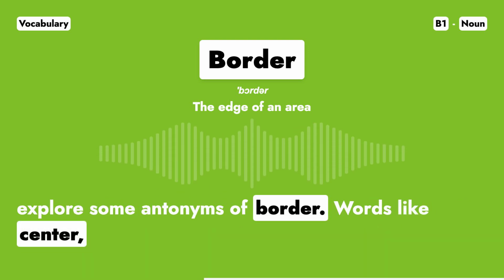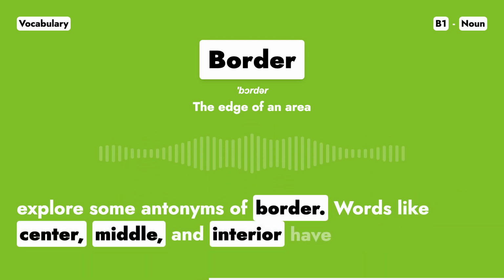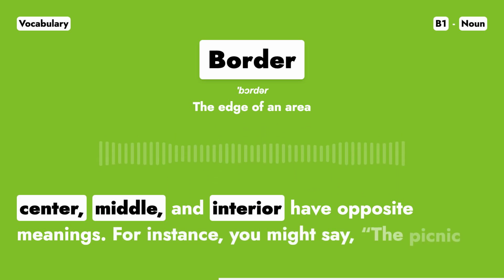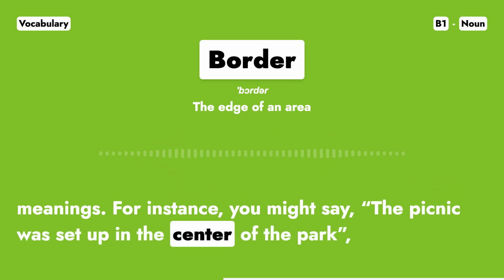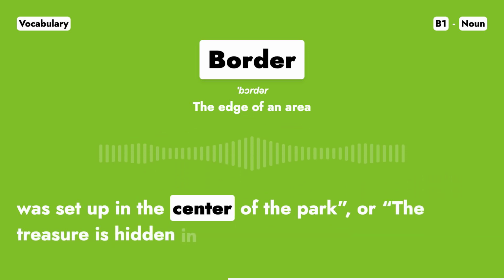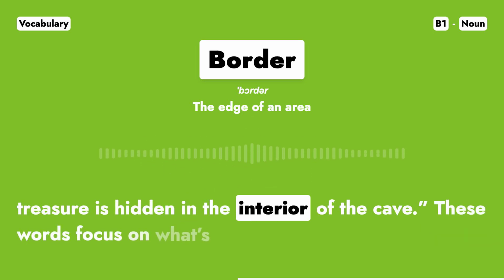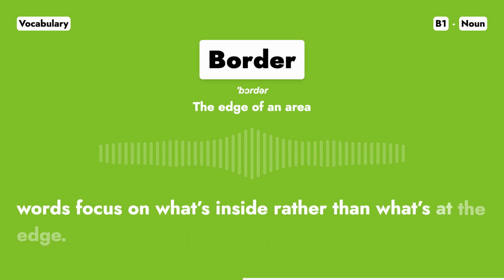On the flip side, let's explore some antonyms of border. Words like center, middle, and interior have opposite meanings. For instance, you might say, "The picnic was set up in the center of the park," or "The treasure is hidden in the interior of the cave." These words focus on what's inside rather than what's at the edge.